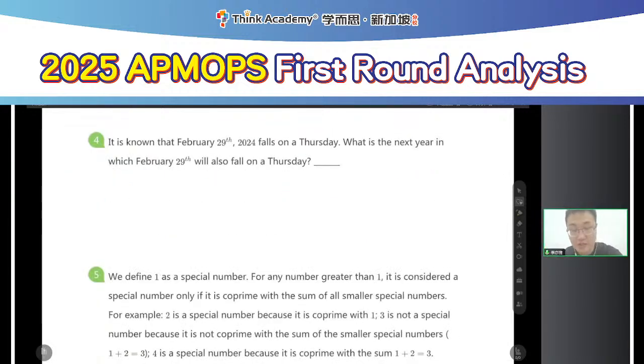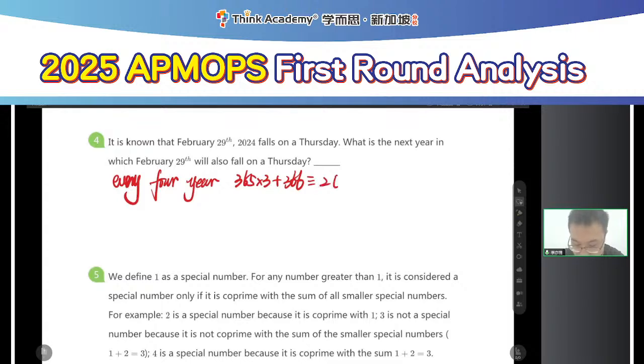Question 4, actually, is also easy. So first, it's February 29. We should know that every 4 years we have a leap year, and only the leap year has February 29th. So we count the time by every 4 years as a pattern. In these 4 years, we pass 3 normal years and 1 leap year. 365 has remainder 1 when divided by 7, and this is 2.